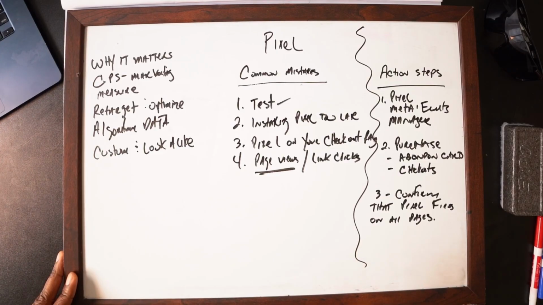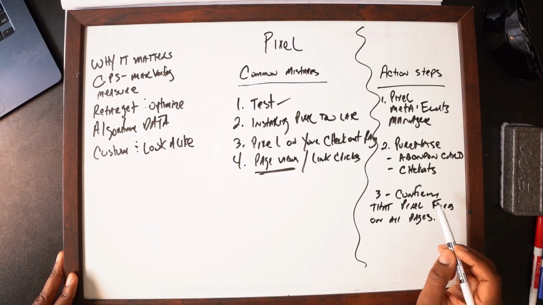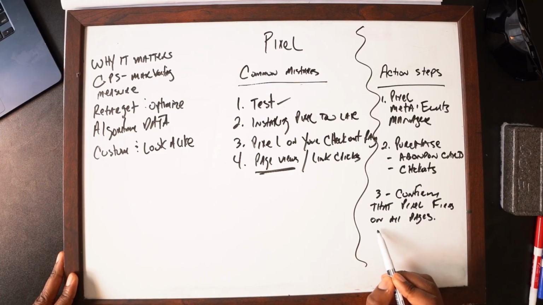the pixel on your checkout page. All right, you want to make sure you track the user's journey. So you want to track the fact that they came to the landing page and they looked at pictures, and then they clicked on the VIP bottle service information, and then they went to the cart and they added on the VIP, but then they did an extra upgrade. Okay, you want to confirm that the pixel fires on all pages.